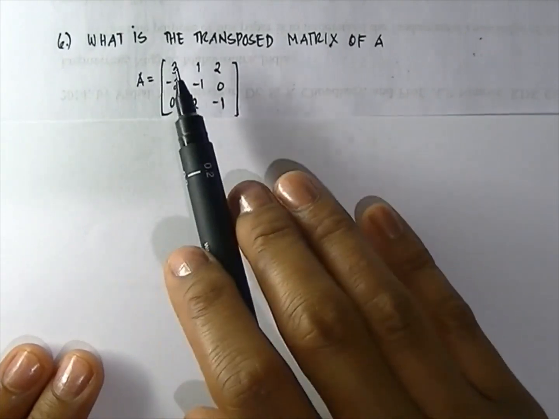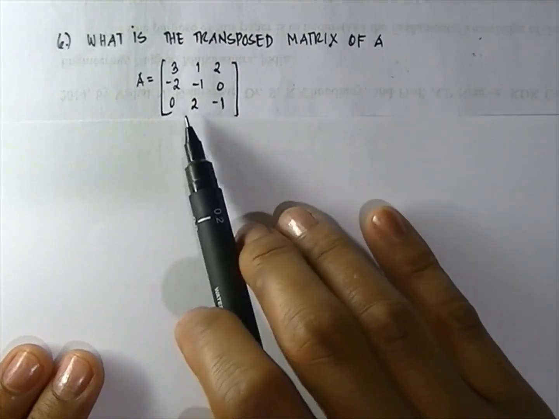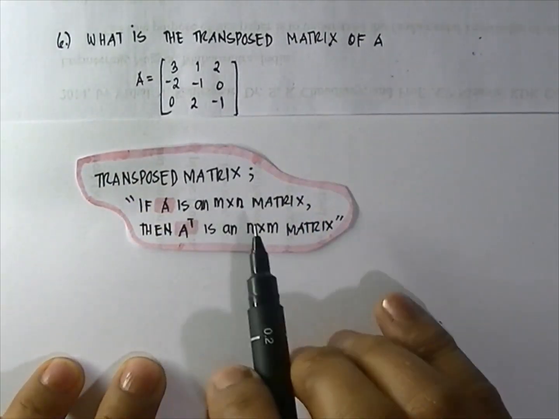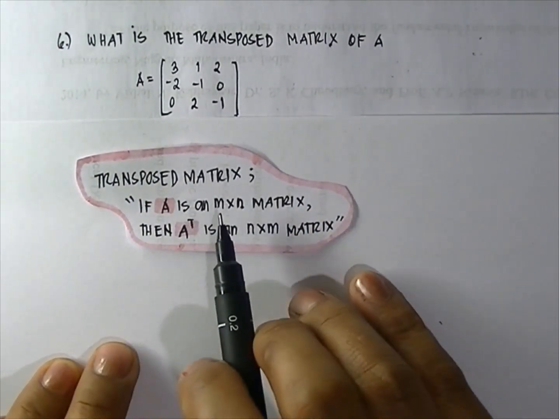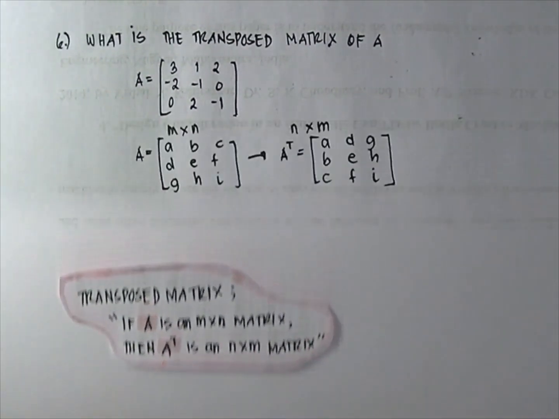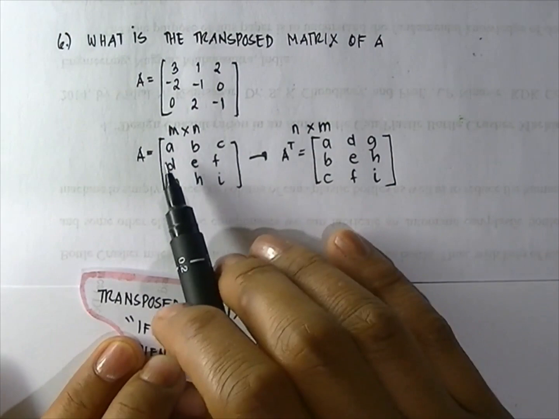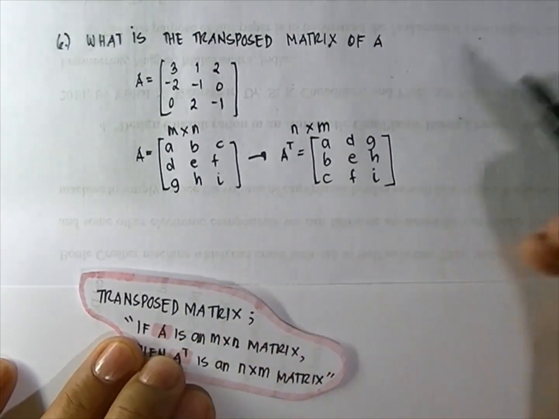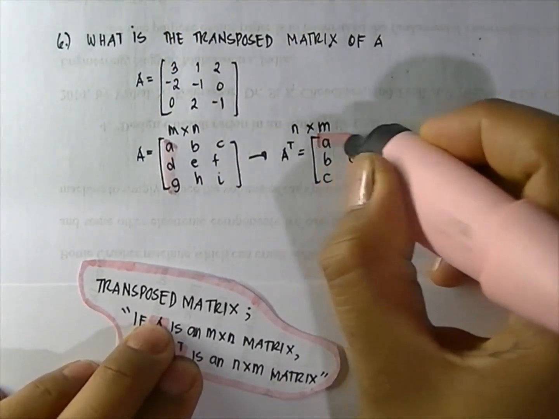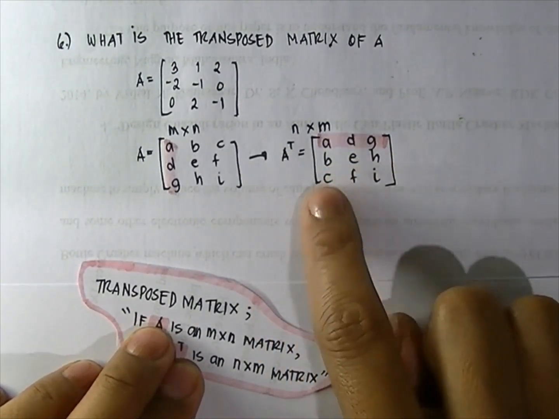Number 6, what is the transpose matrix of A? A is 3, 1, 2, negative 2, negative 1, 0, 0, 2, negative 1. So, what is a transpose matrix? A transpose matrix is, if A is an m by n matrix, then A transpose is an n by m matrix. So, A is m by n, so A, B, C, D, E, F, G, H, I will become n by m. So, A transpose is A, D, G, B, E, H, C, F, I.